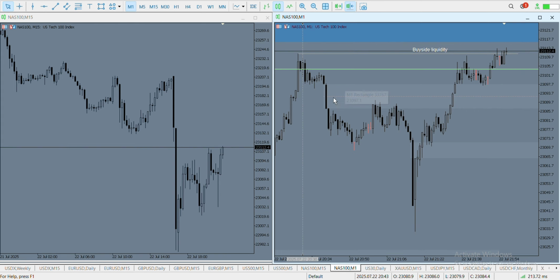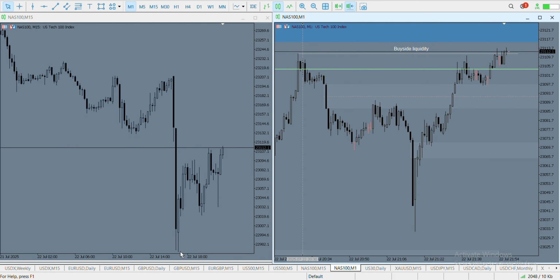We go higher through this sell side imbalance buy side inefficiency. You can see how it offers buy side delivery through that inefficiency. We go above that inefficiency, and then we run into that buy side lunch hour high right there.